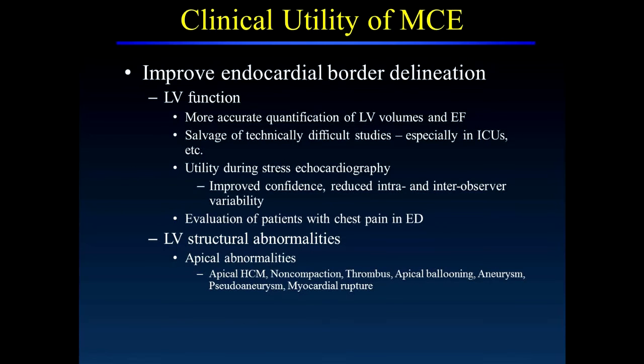As mentioned in the latest consensus document regarding contrast use from the American Society of Echo, contrast is particularly important for identifying apical abnormalities in patients. This is because there is always more noise in the near field as well as less tissue harmonics in that area. I will show you some examples of apical abnormalities that were picked up with contrast use.